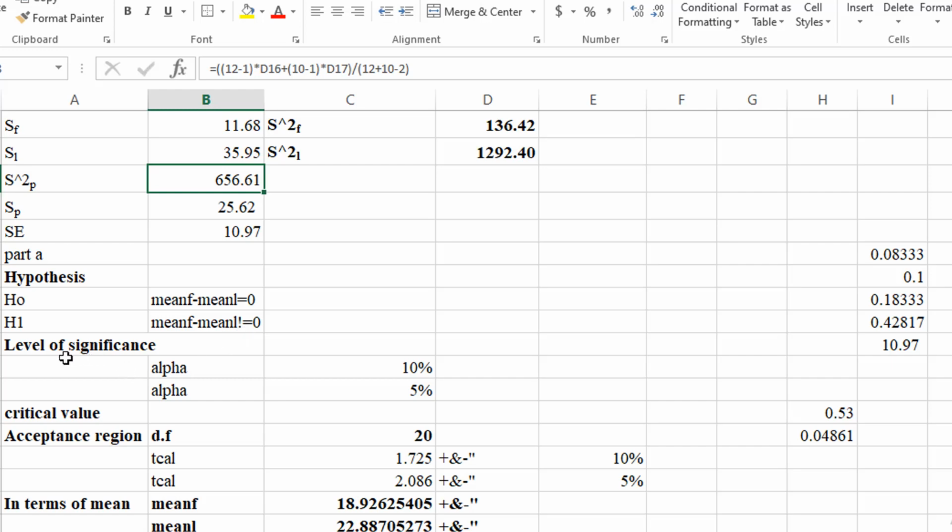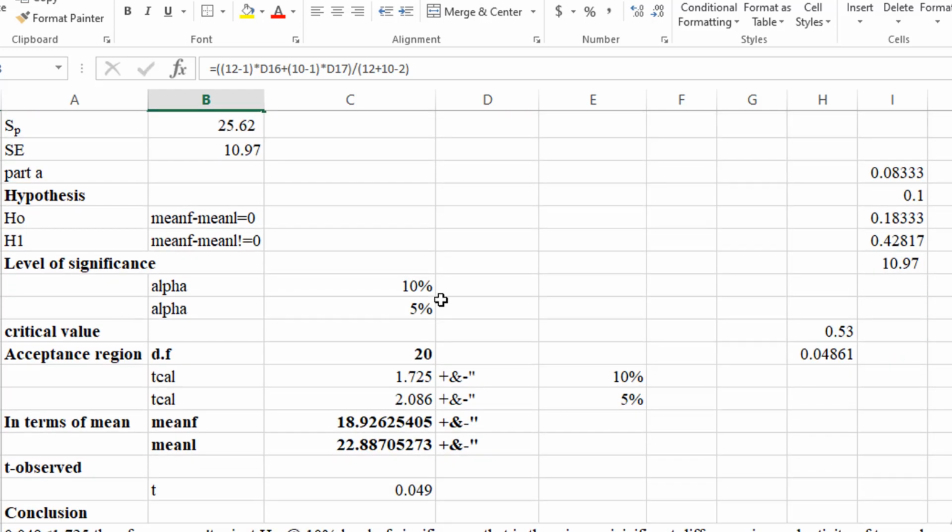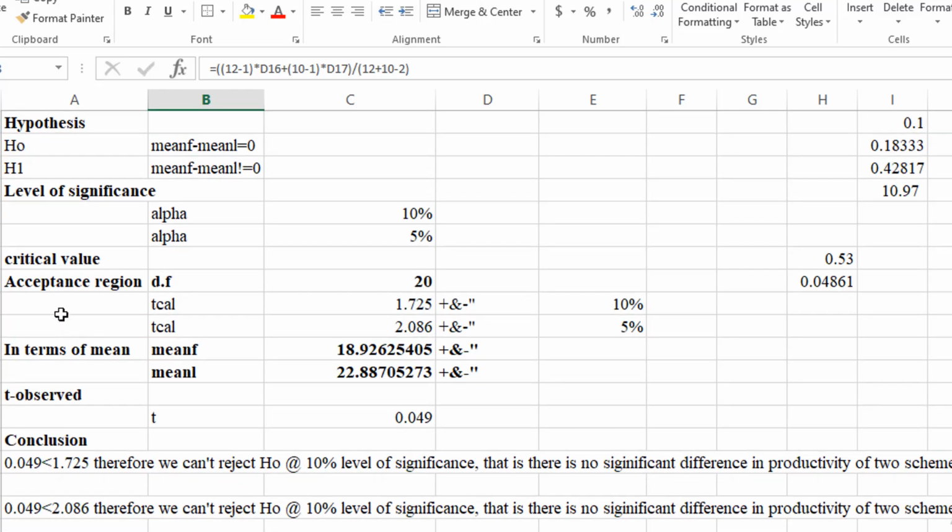So the second step is the level of significance. For part 1 it is 10%, and for part 2 it is equal to 5%. For the T critical value, we use the degree of freedom 20, which is 12 plus 10 minus 2 is equal to 20. This is the T critical, and the same is here.